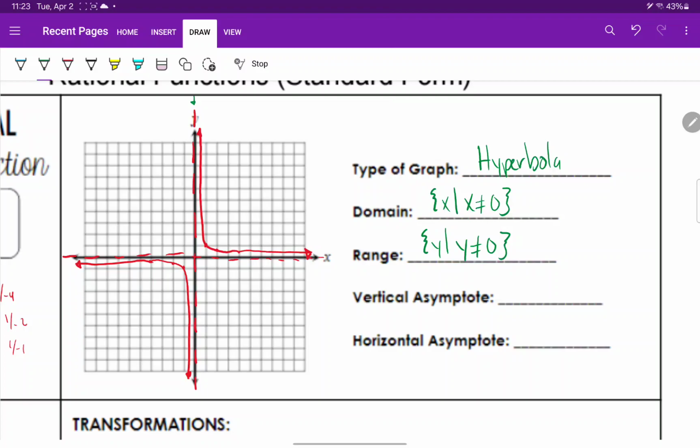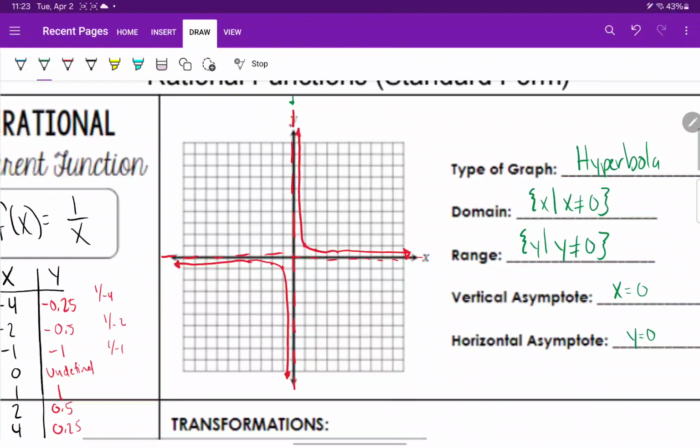Now our vertical asymptote, that's the red dashed line going vertical. The equation for that vertical asymptote is x equals 0. And the equation for the horizontal asymptote, the red line going horizontal, is y equals 0. Those are the attributes of the rational function. Let's go ahead and continue moving on.